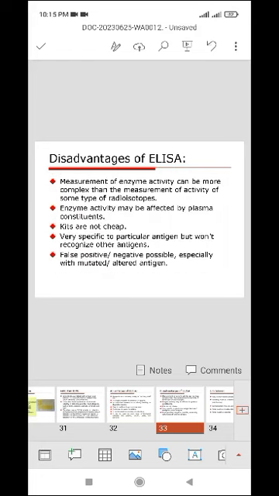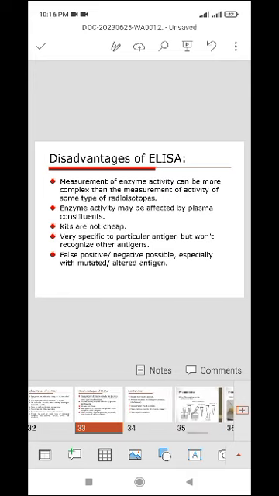There are certain disadvantages of ELISA. These include that measurement of enzyme activity can be more complex than the measurement of activity of some types of radioisotopes. Enzyme activity may be affected by plasma constituents. Kits are not cheap. It is very specific to a particular antigen but won't recognize other antigens. False positives and negatives are possible, especially with mutated or altered antigens.